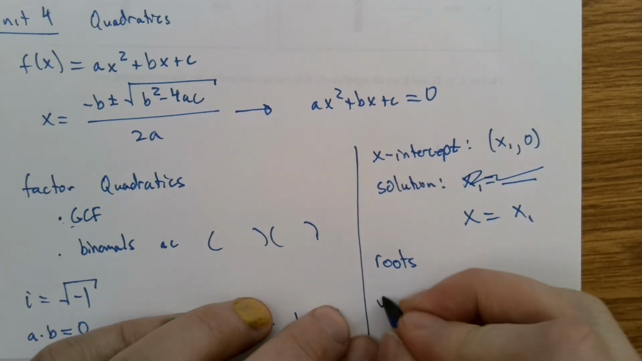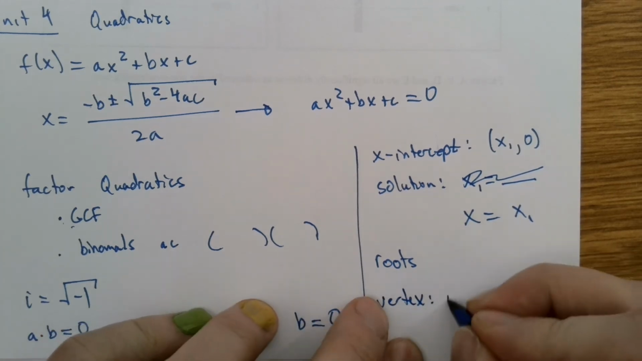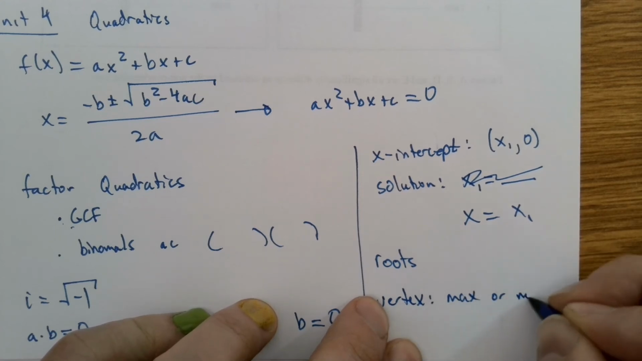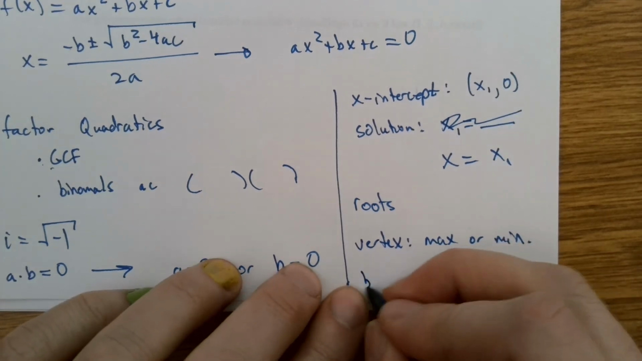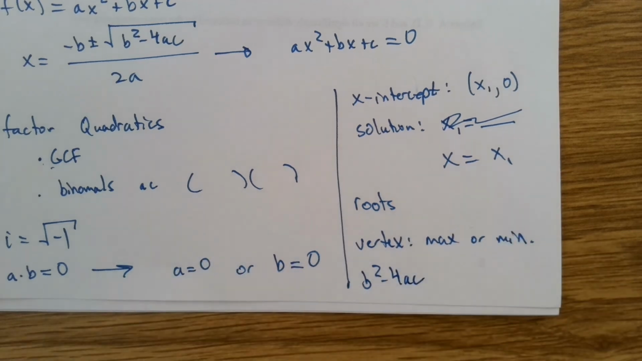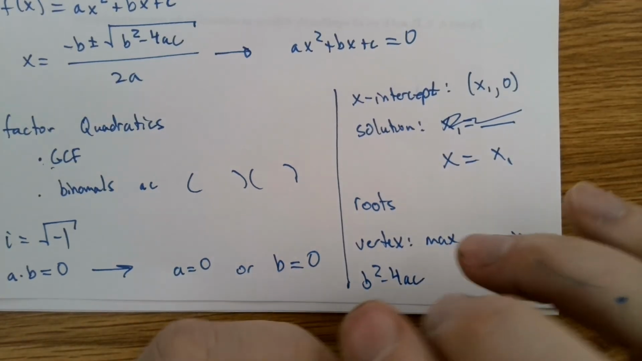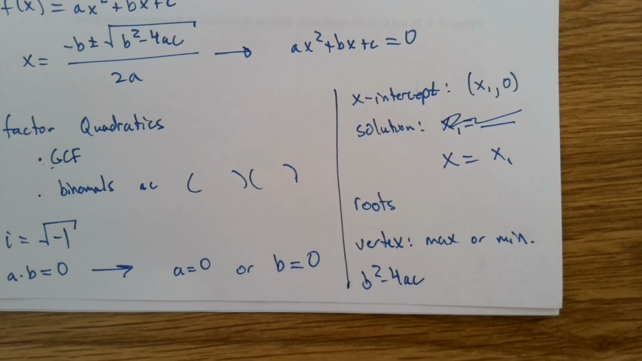We also learned about the vertex and how to find it, and whether it was a max or minimum, and what that told us about, say, a particular function. And we learned the discriminant, b squared minus 4ac, and how that told us the type of solution and how many, real or unreal.